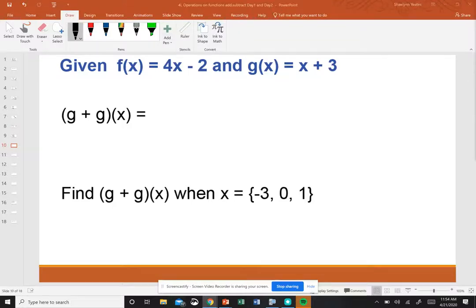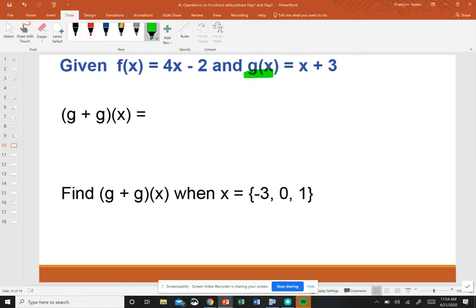Hey guys. So we're going to start off by just adding some functions, and then it's going to look really weird, but then we're just going to figure it out together. We got this. All right. So right here it says g plus g of x. And really all we're doing is practicing what we did yesterday. So g plus g of x is just use g twice.